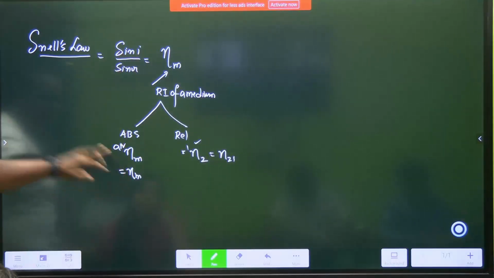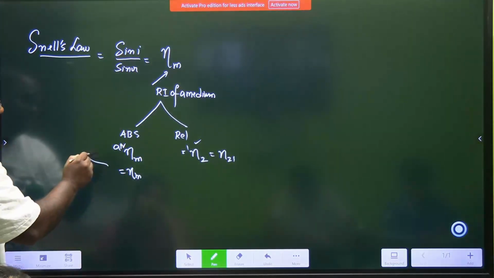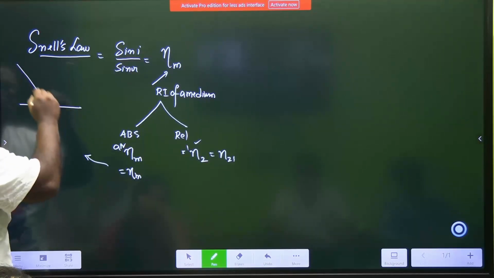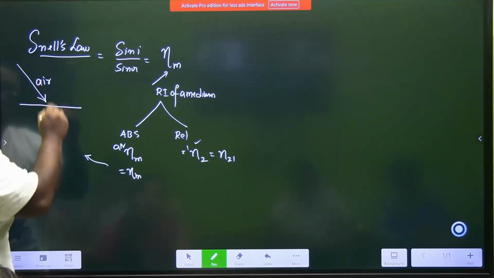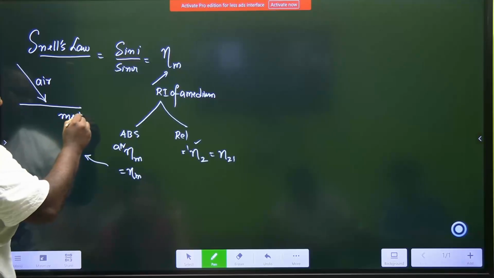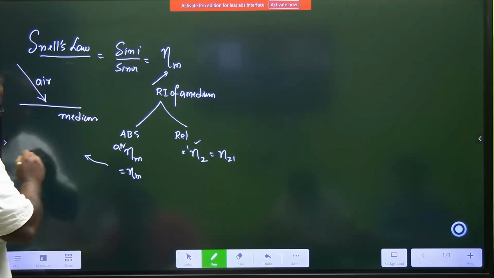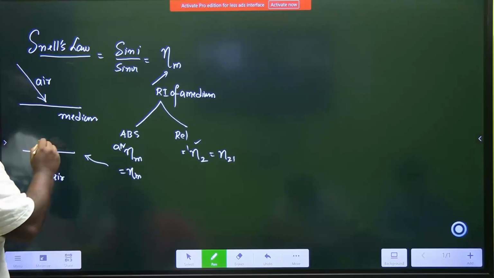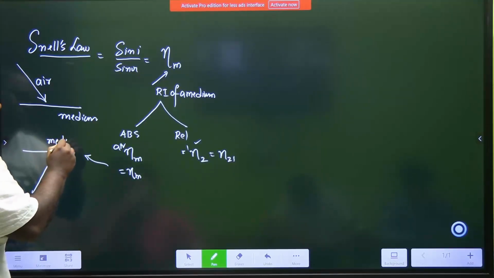And when it is written in this manner, the diagram is something like this, that the incident ray is always coming from air and entering into the medium. This diagram can be confusing for you. It can be like this also. This is air and this is medium, means the same thing.